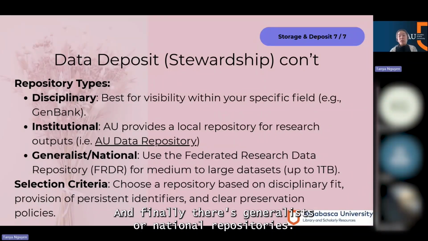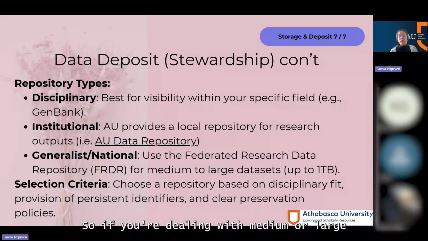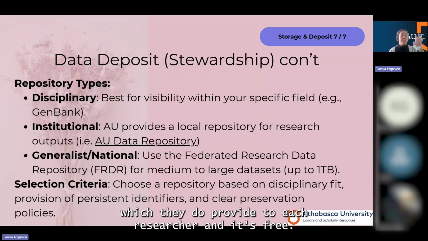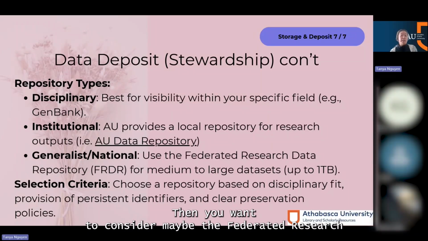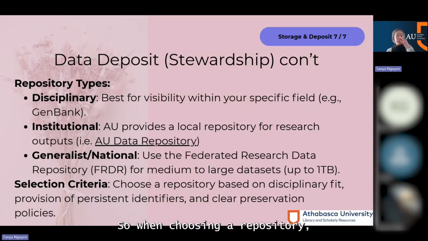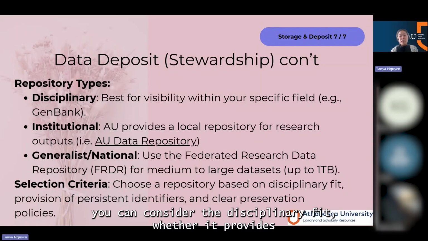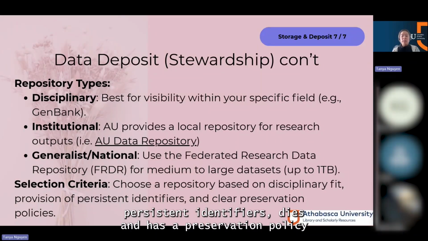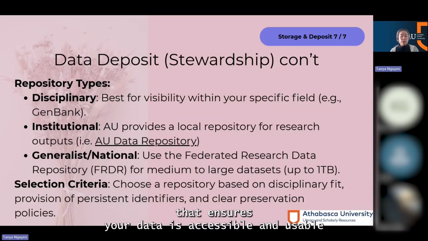And finally, there's generalist or national repositories. So if you're dealing with medium or large data sets up to 1 terabyte, which they do provide to each researcher, and it's free, then you want to consider maybe the Federated Research Data Repository, which handles these kinds of volumes. So when choosing a repository, you can consider the disciplinary fit, whether it provides persistent identifiers, DOIs, and has a preservation policy that ensures your data is accessible and usable over time.